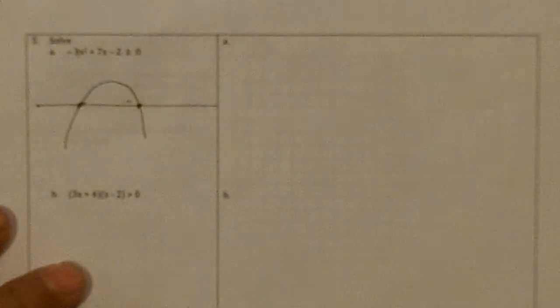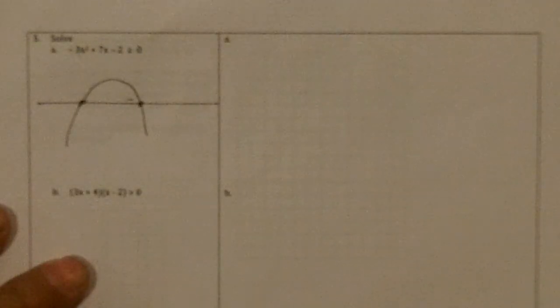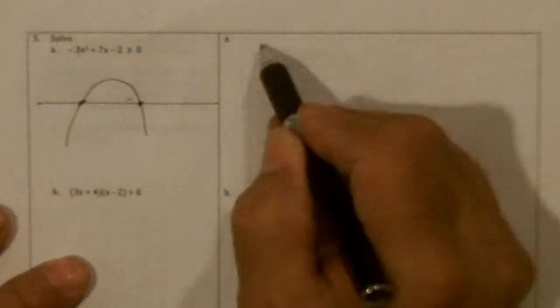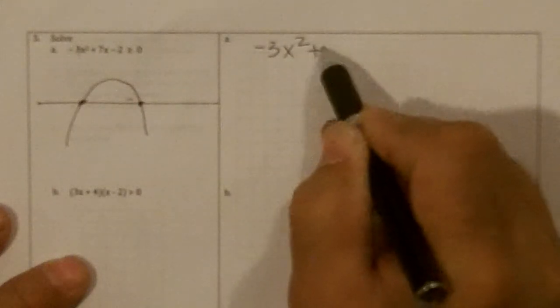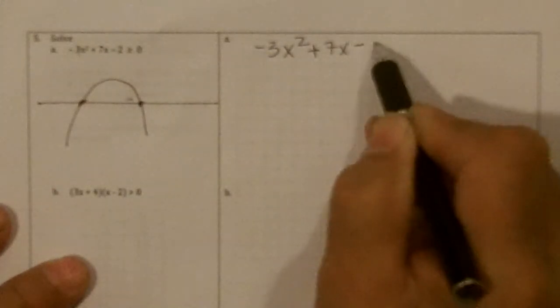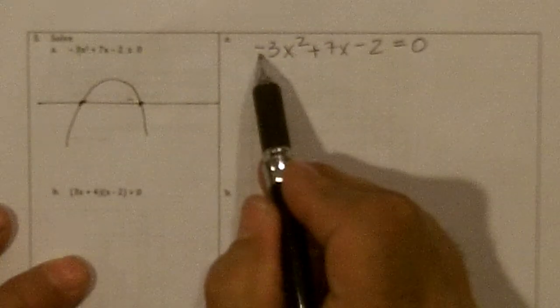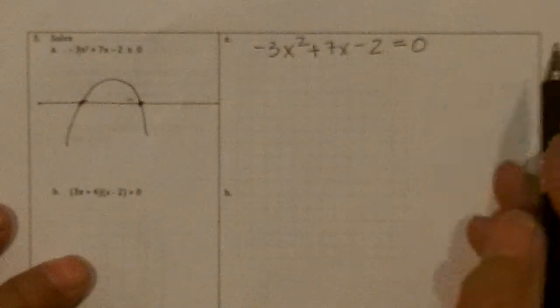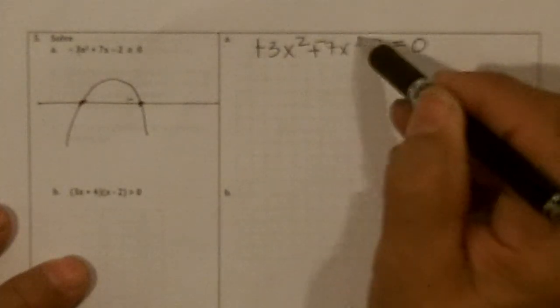Now we know what we've got to do between the two answers that the quadratic formula gives us, or what we get from factoring. So I'm going to try to factor negative 3x squared plus 7x minus 2 to make it equal to 0. But I don't want negative in front of here, so I'm going to multiply everything by -1 and make it plus 3x squared minus 7x plus 2.